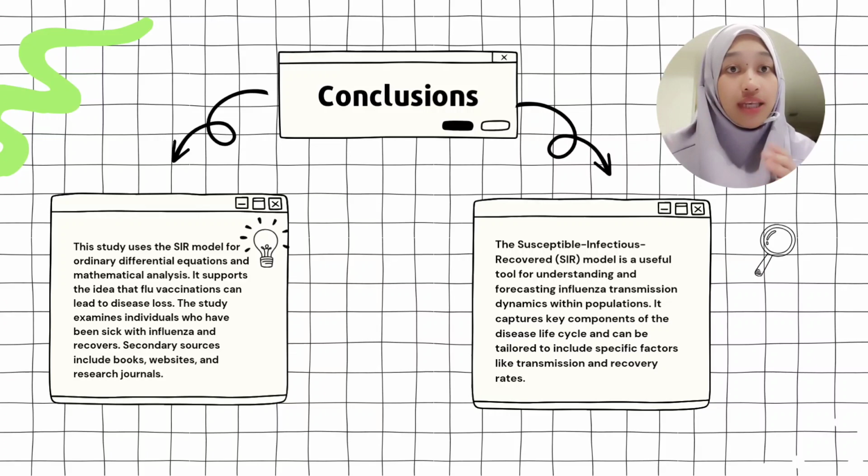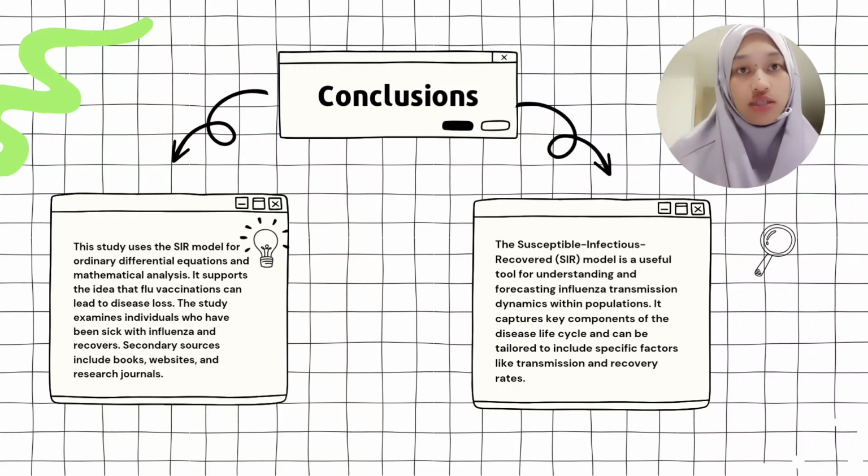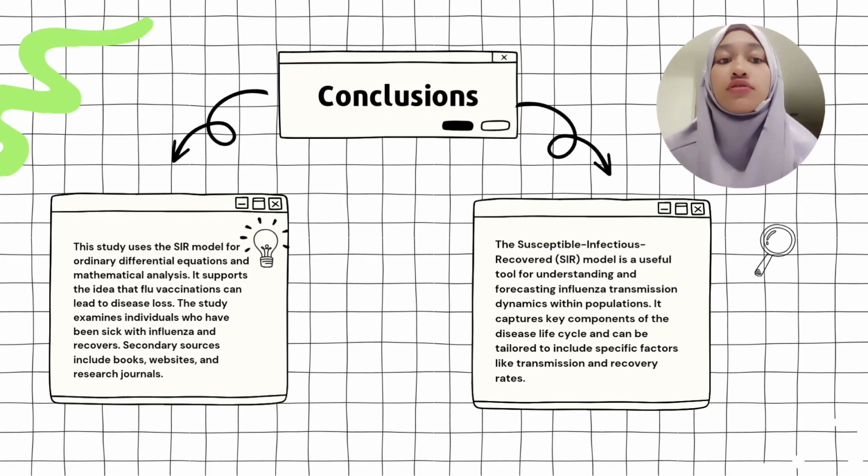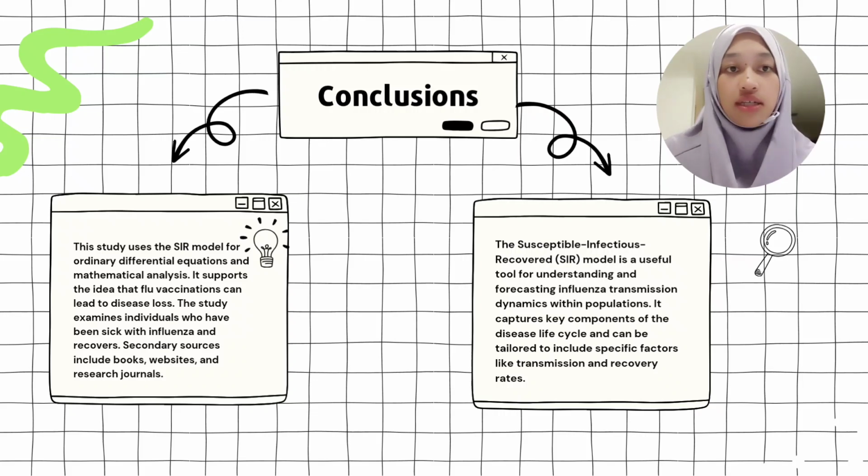For the conclusion, the susceptible-infectious-recovered SIR model is a useful tool for understanding and forecasting influenza transmission dynamics within a population. It captures key components of the disease life cycle and can be tailored to include specific factors like transmission and recovery rates. However, difficulties exist in describing influenza dynamics, such as individual-level interaction, regional variability, and changing data sources. Future research should focus on fine-tuning the model and collaborating among epidemiologists, modelers, and data scientists.